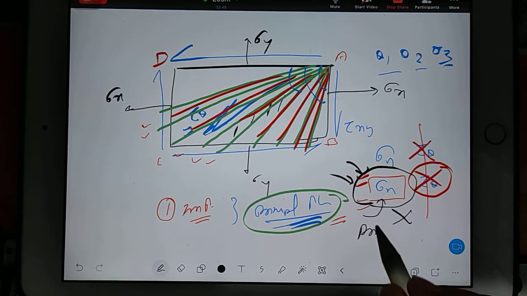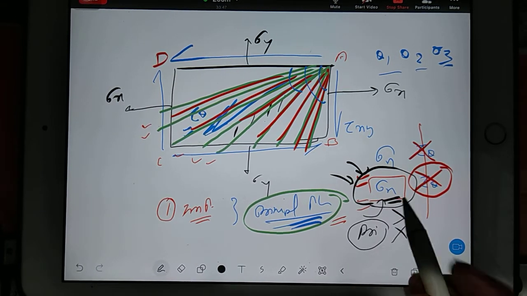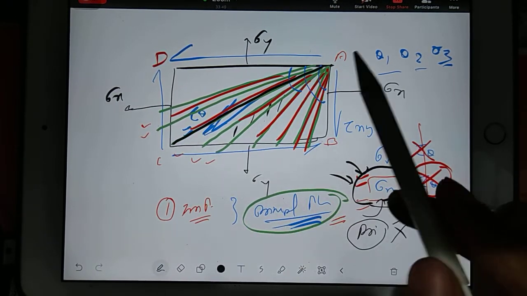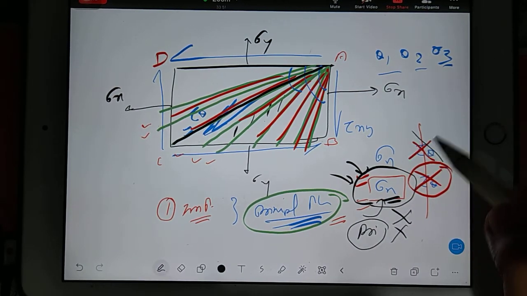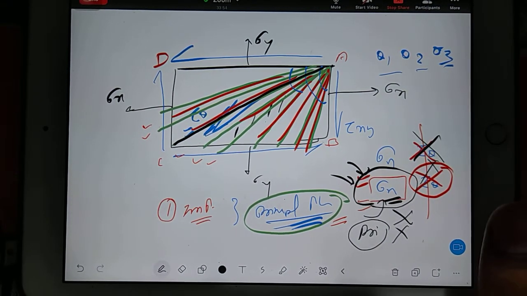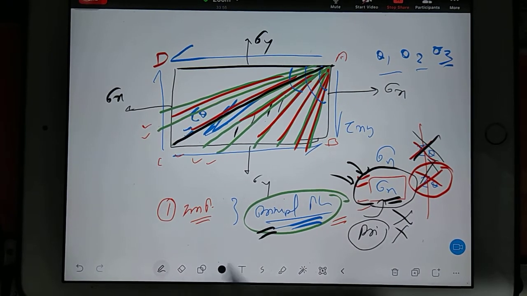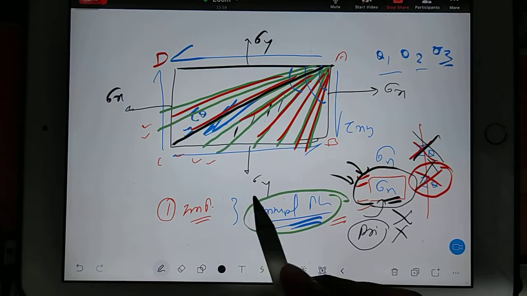So actually principal stresses are nothing but the normal stress which is acting on any plane. But what is the beauty of that plane? Shear stress will not be there. 0 shear stress. So that is the meaning of principal plane. So how will you find out the principal plane?